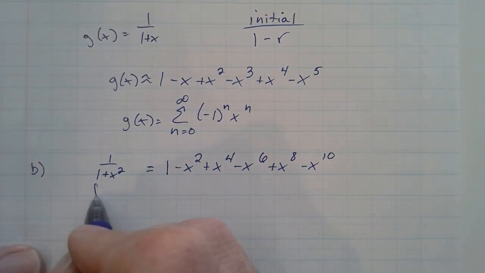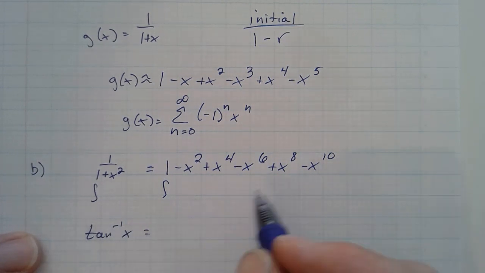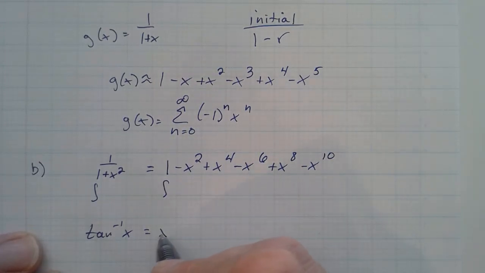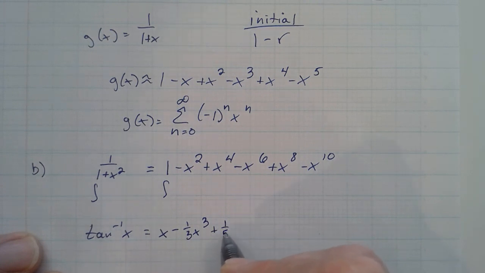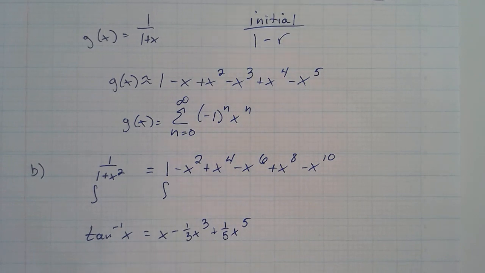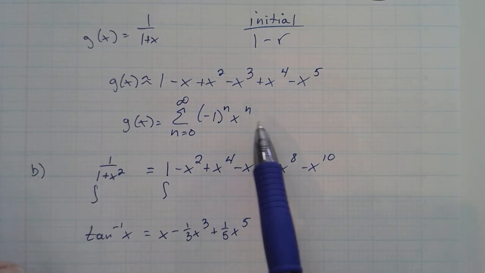So if we integrate both sides, we get inverse tangent of x on the left. And on the right, you can integrate each individual term: x minus 1/3 x cubed plus 1/5 x to the 5th. How far do we have to go out here? Oh, 5th degree. So we're good. We're at 5th degree.